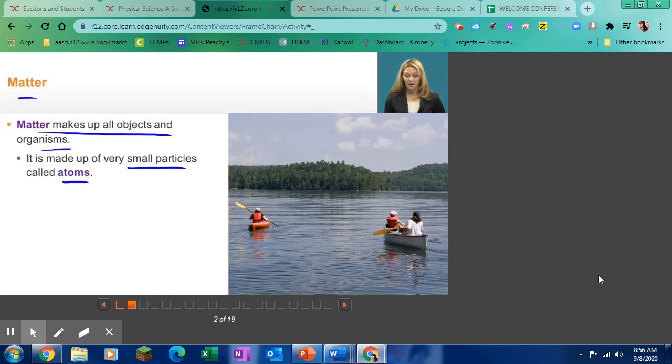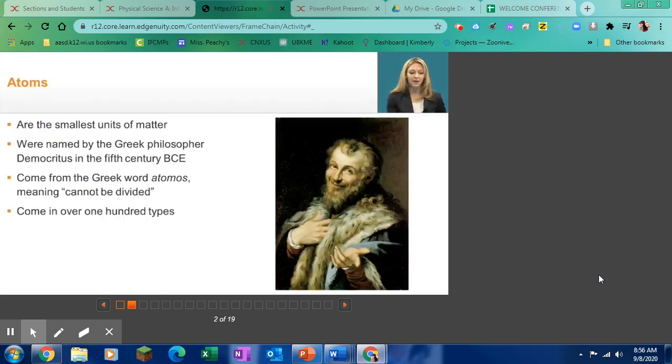Let's talk a little bit more about atoms. They are the smallest unit of matter, and the idea of atoms goes all the way back to the 5th century BCE with Democritus, a Greek philosopher, who believed that you could break something down until you finally reached a point where it could not be divided anymore. In fact, the word atom comes from atomos, a Greek word, and atomos means it cannot be divided anymore.